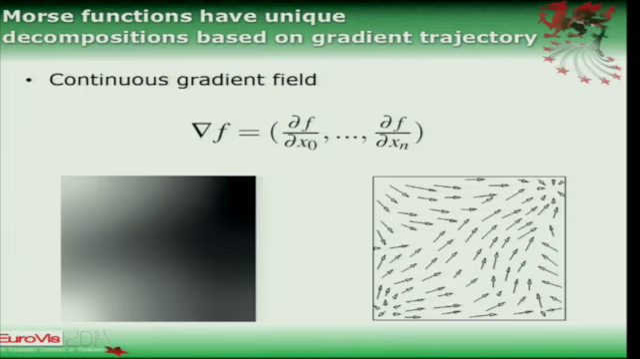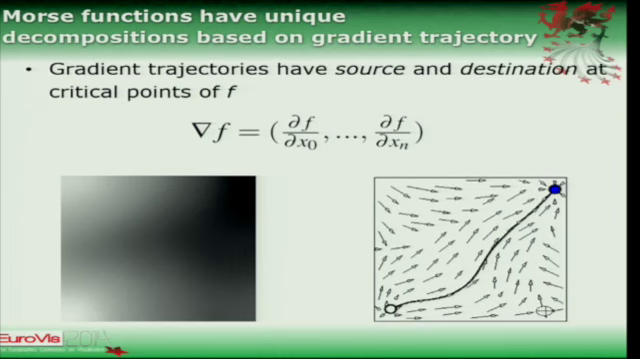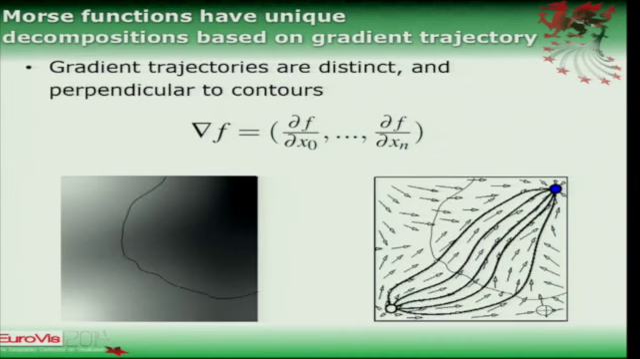It has a nice continuous gradient field. You can trace lines in this, where an integral line or gradient trajectory, I'm going to use them interchangeably, are tangent to the gradient at every point along the line, and they have natural lower and upper limit points at critical points of a function. So we'll call them sources and destinations. And gradient lines or gradient trajectories are distinct and perpendicular to contours.